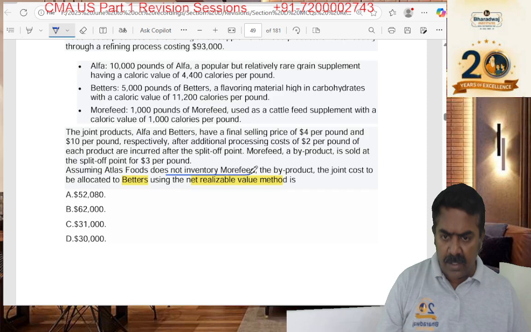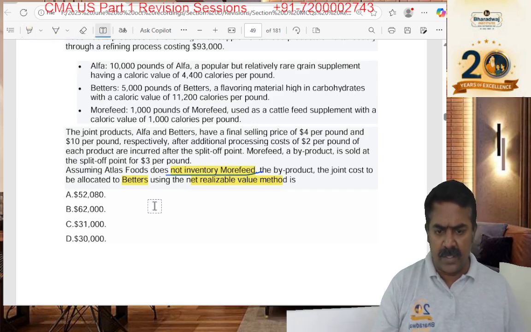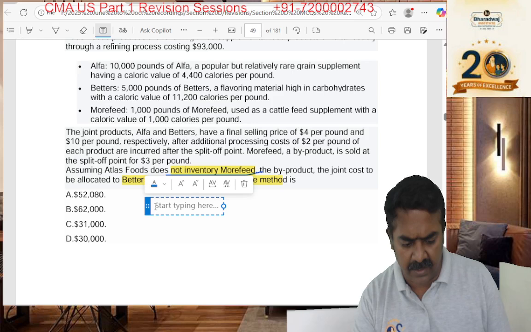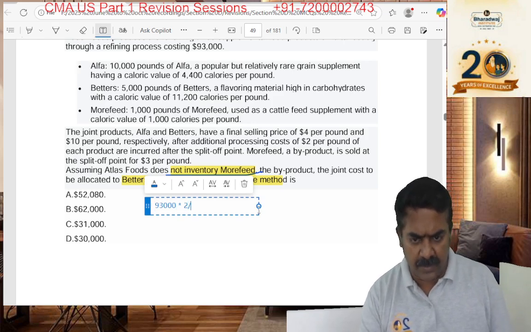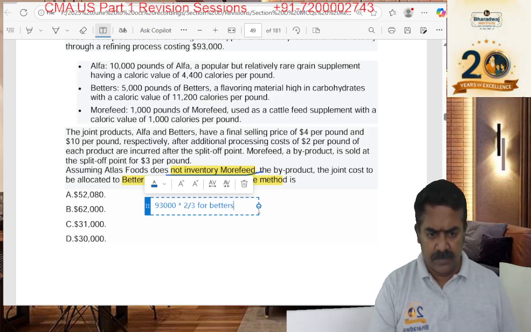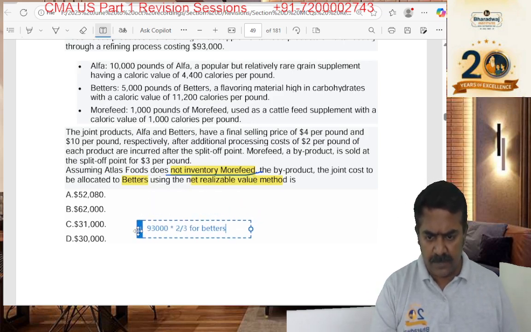Does not inventory more feed, okay. Now there is no inventory for more feed, which means what is the joint cost? 93,000 into what is the proportion of value? 2/3 for beta. How much? 62, sir.